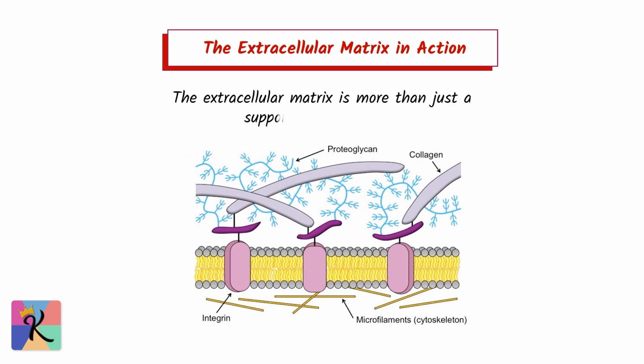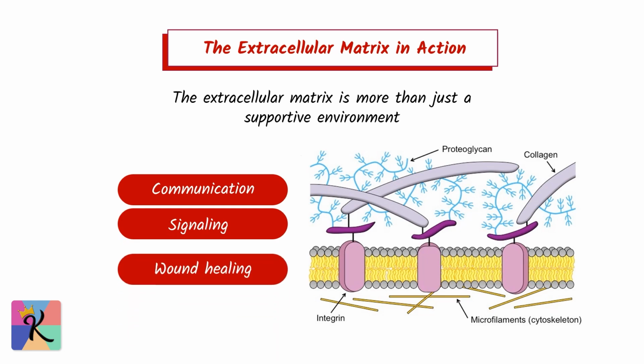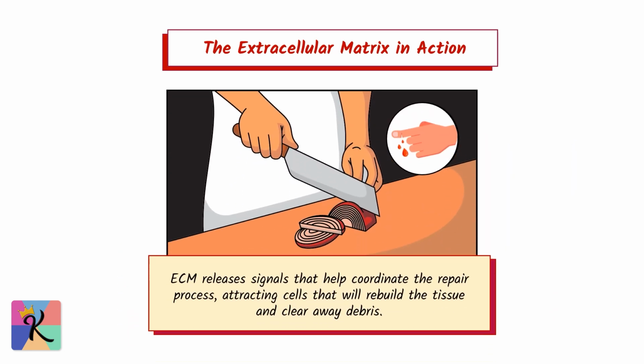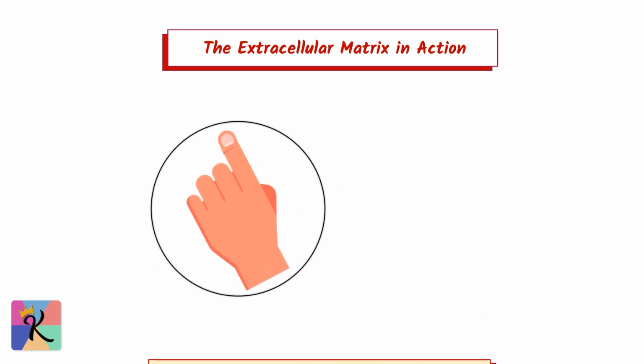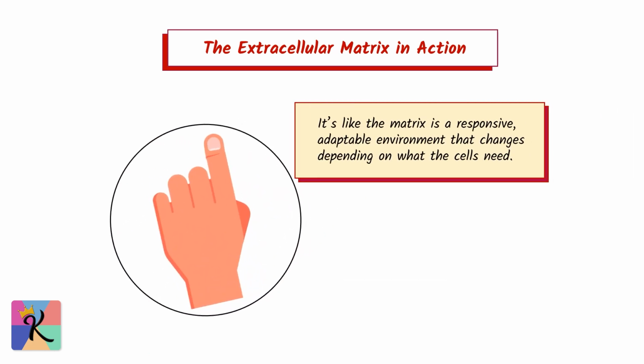The extracellular matrix is more than just a supportive environment. It's actively involved in communication, signaling, and even wound healing. For example, if you cut yourself, the ECM releases signals that help coordinate the repair process, attracting cells that will rebuild the tissue and clear away debris. And when tissues grow, cells sense the tension and pressure in the ECM, adjusting their behavior accordingly. It's like the matrix is a responsive, adaptable environment that changes depending on what the cells need.